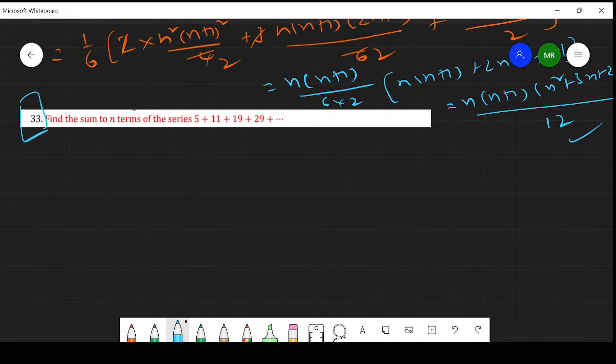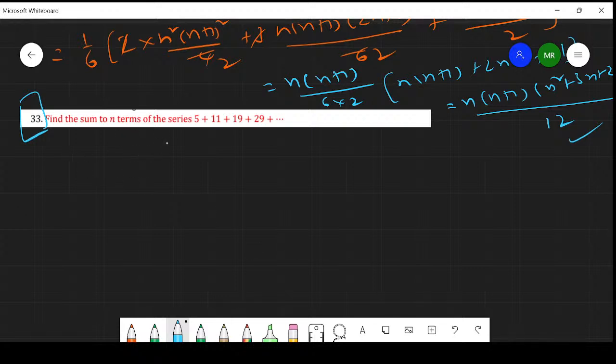Find the sum to n terms of the series. Most important one, this problem. This is simple only, I am going to explain this. Just observe this one. It takes another less than 10 minutes to complete the session. Now you can see here.